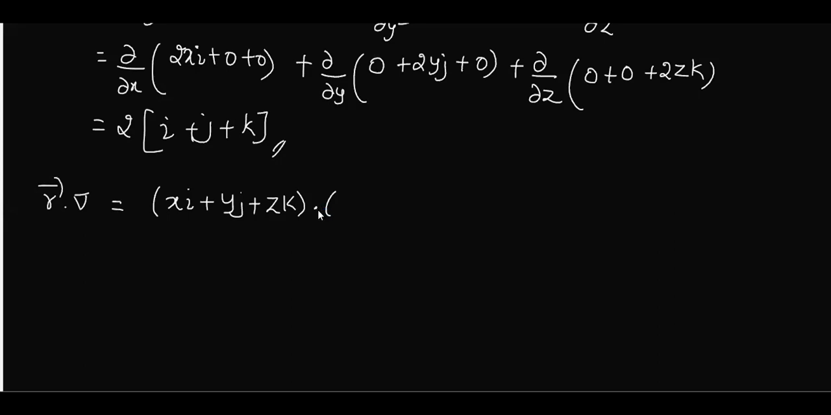Yeah, del is what? dou by dou x i, dou by dou y j, dou by dou z k. It's not given, but it is fixed, no? Now find the dot product again of the two vectors. You multiply the i coefficients first.